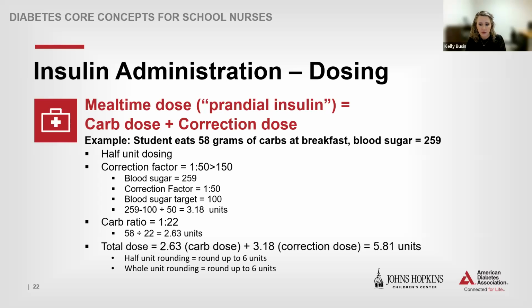In this example, the final decimal point is above the threshold for rounding up using the whole unit dosing guidelines, which is greater than 0.5 units. And it's also higher than the half unit rounding guidelines, which is greater than 0.75 units. So in this example, regardless of the rounding factor, this student would receive 6 units of insulin.